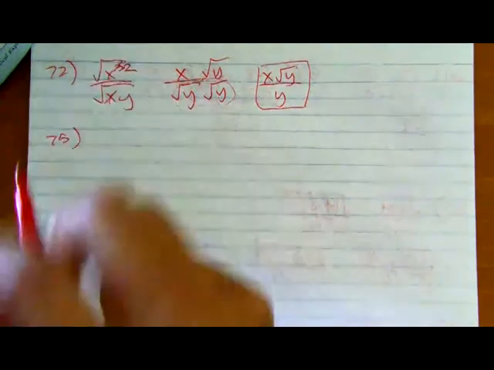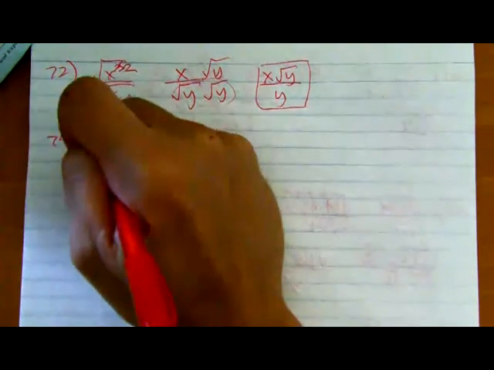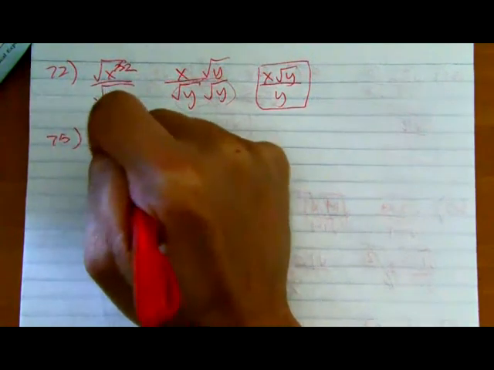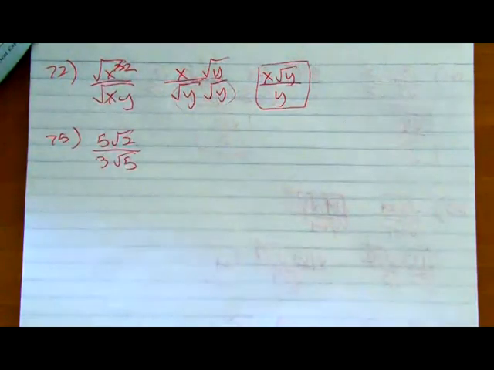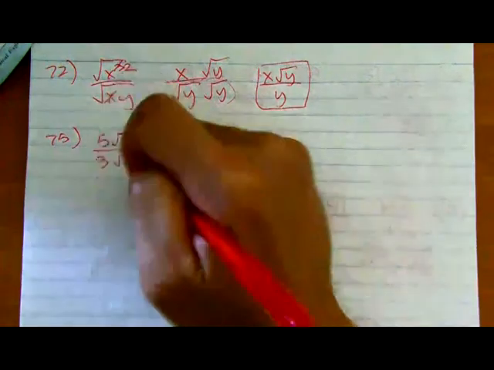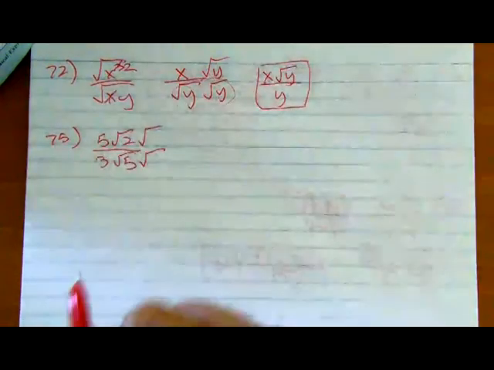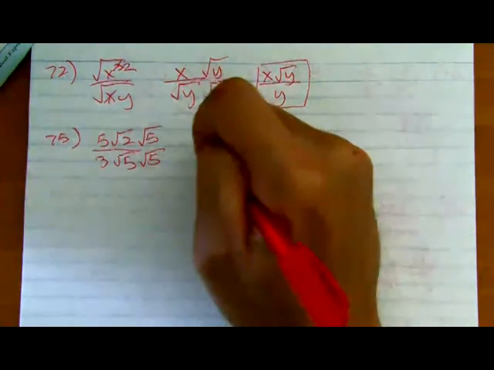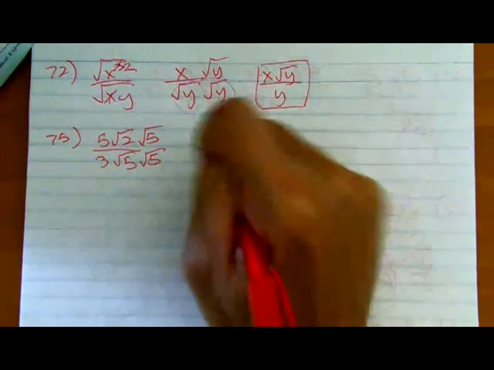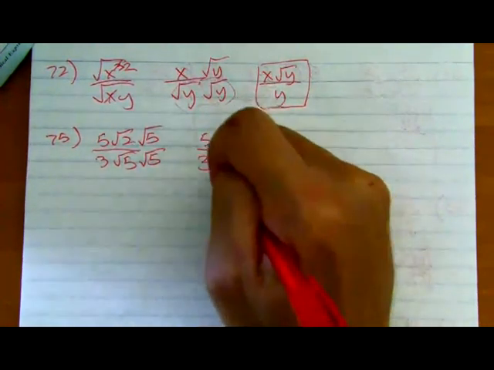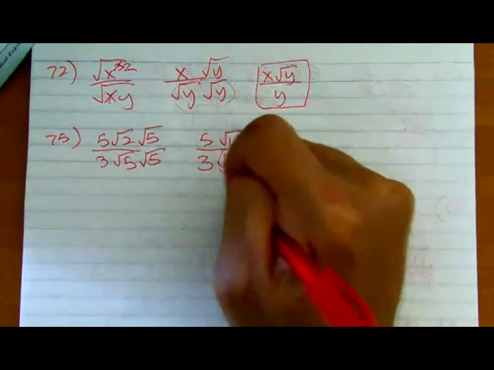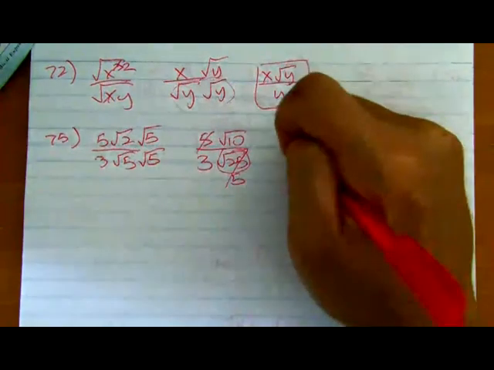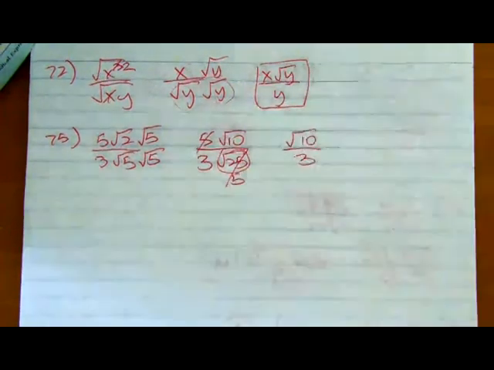75. 5 radical 2 over 3 radical 5. You cannot have a radical in the denominator. I'm going to multiply top and bottom by radical 5. This is 5 radical 10 over 3 times radical 25. This is 5. Oh, the 5's cancel. Radical 10 over 3.